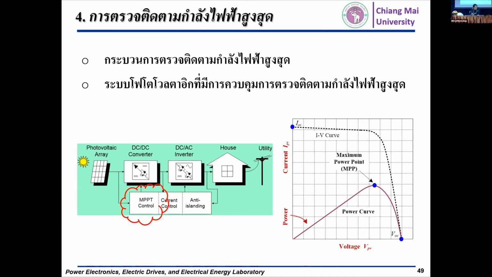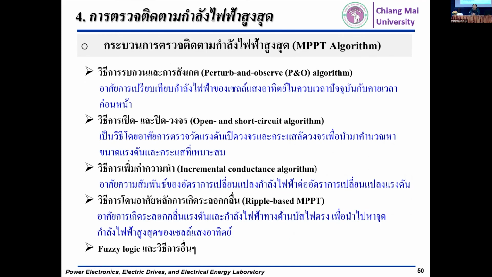Regarding the algorithm, when you buy the inverter, it must include the maximum power point tracking function. This is the main function of the inverter, to get the maximum power. There are many maximum power point tracking methods. This shows you the algorithms. It's called the P&O algorithm, the open and short circuit algorithm, and the incremental conductance algorithm, using the impedance changing.